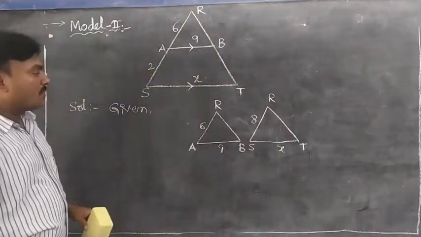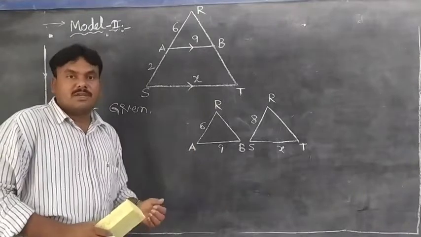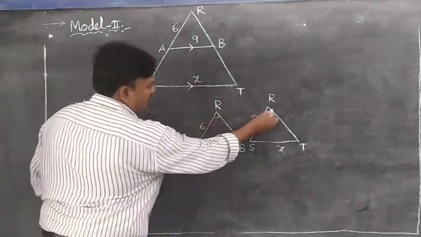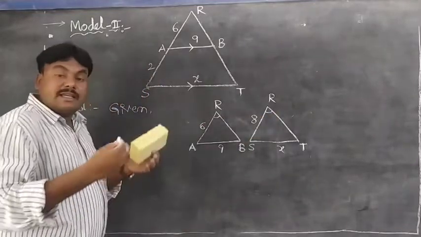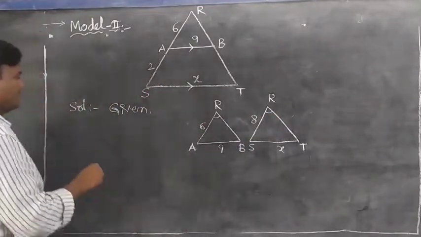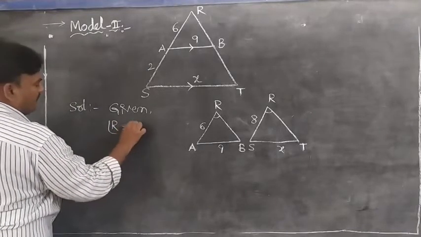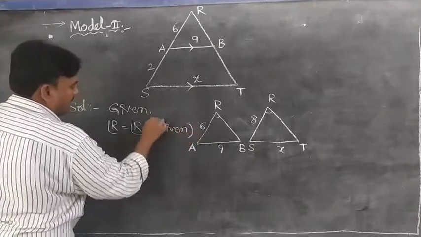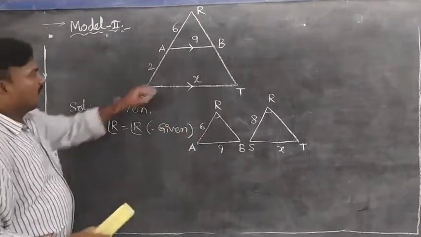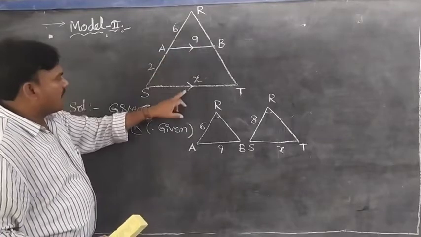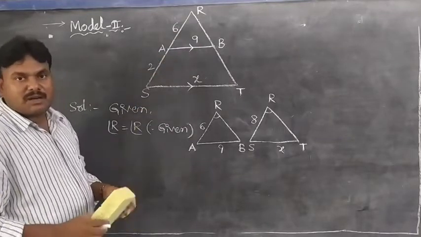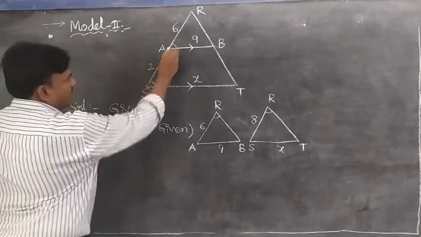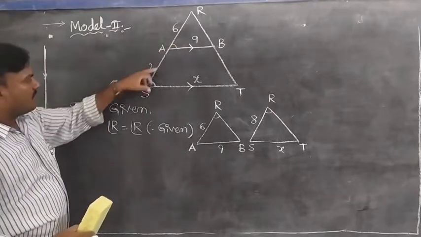Okay, students. First of all, we prove both triangles are similar. In both triangles, observe angle R equal to angle R. Every angle is equal to itself. That's why angle R equal to angle R, given. Second one, what are the given symbols? AB is parallel to ST. Observe both angles, this angle and also this angle. Here, one is exterior, another one is interior.